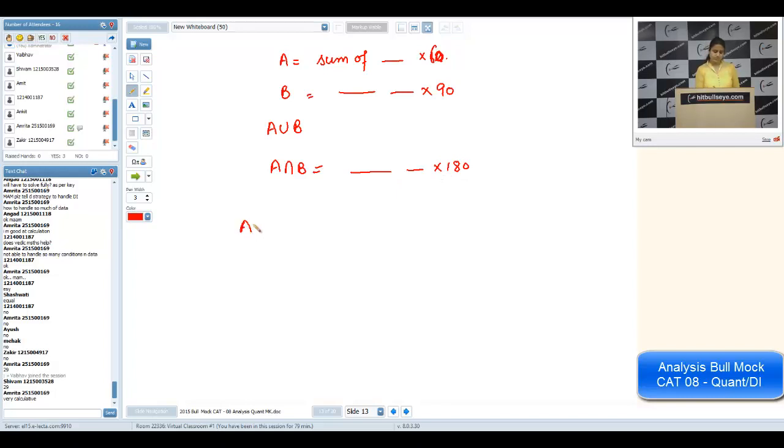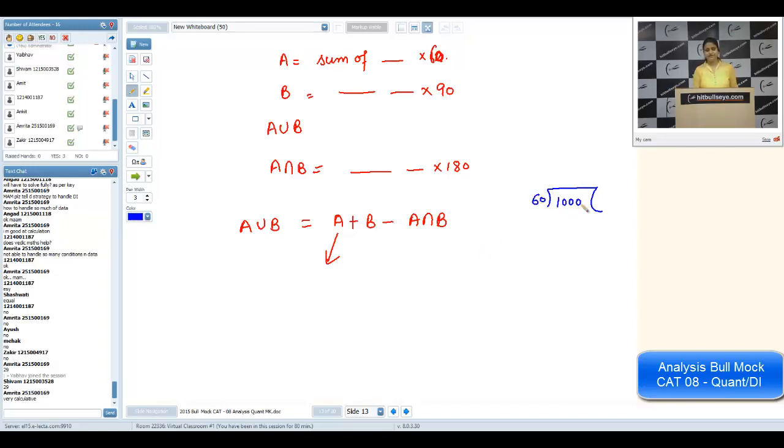So we want to calculate A union B. Now we can apply this formula, A plus B minus A intersection B. First of all, I am finding A here. It means I am finding all those multiples of 60, all 4-digit multiples of 60. What is the least number of 4 digits? That is 1000, 1 followed by 3 zeros.